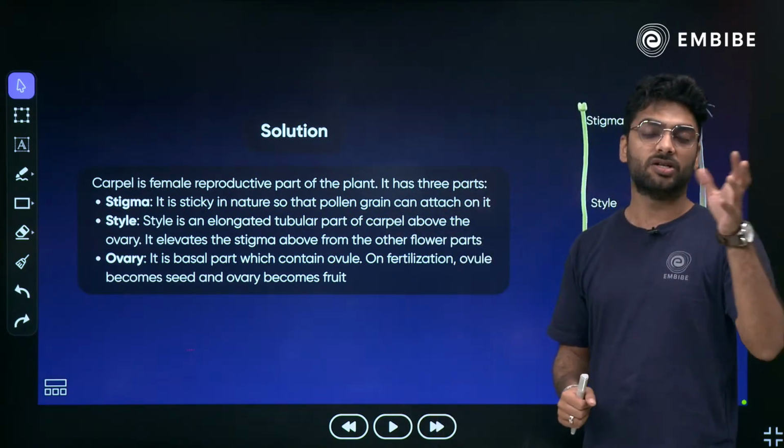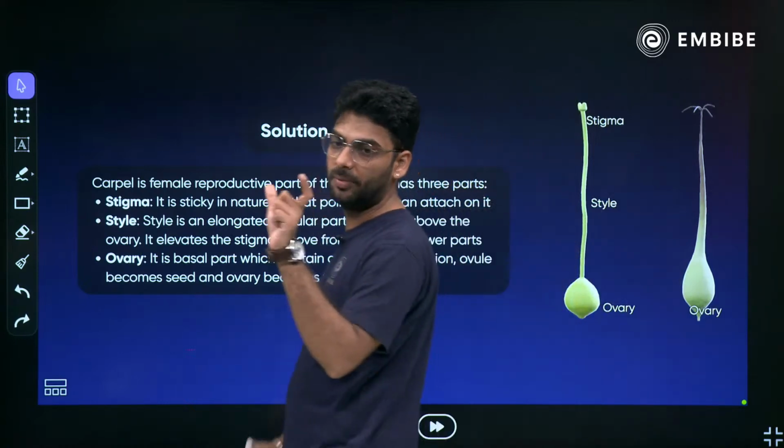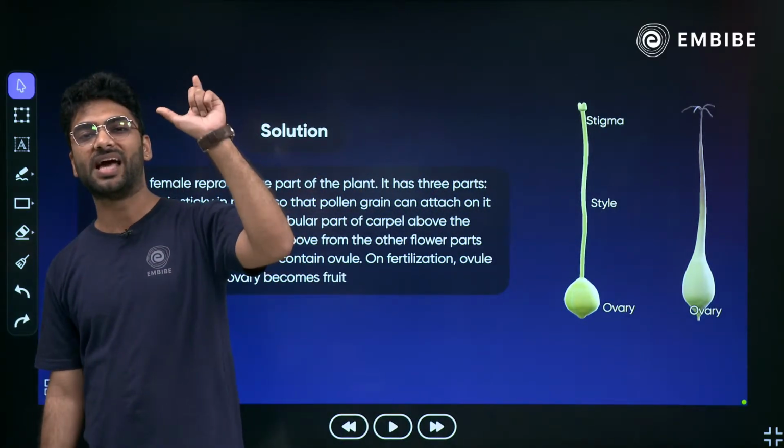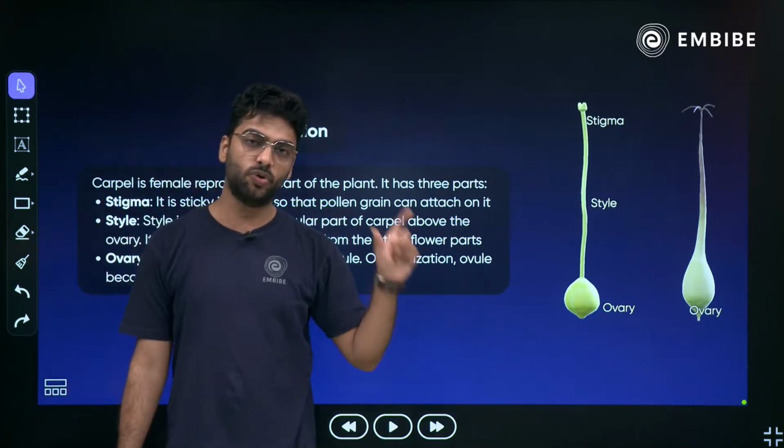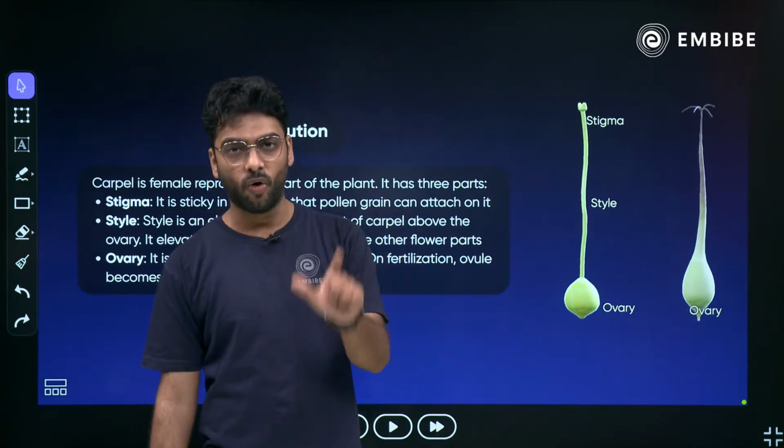What is ovary? What is fruit? How will you define a fruit in biology terms? Fruit will be defined as a ripened ovary.